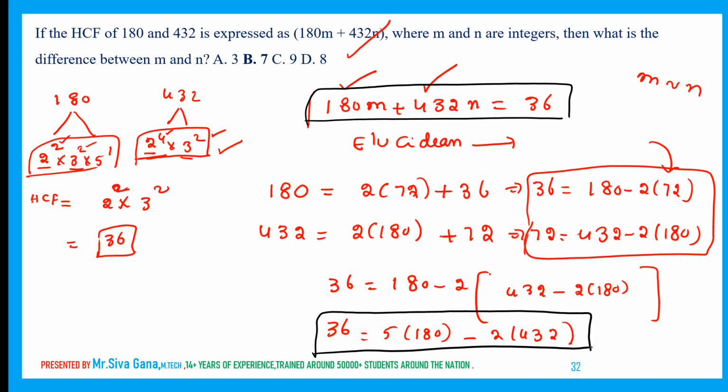If we compare the equation in box 1 and the equation in box 2, definitely we are going to get m is how much? 5. n is how much? Minus 2. The difference of m and n is nothing but 7.